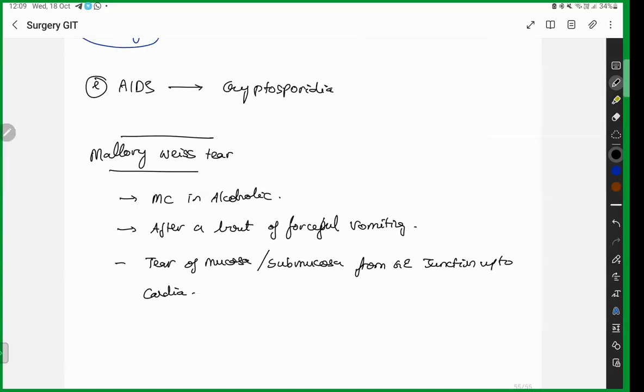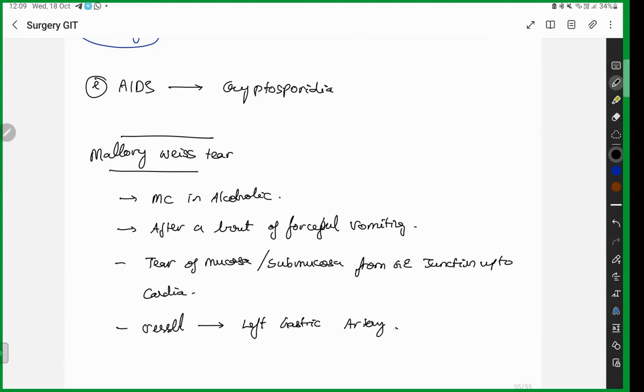Again, repeat along with me, guys. Number one, it is very common in the alcoholic patient after a bout of forceful vomiting. The tear is going to occur in the mucosa, submucosa of your gastroesophageal junction up to your cardia, and the vessel that is going to be involved here is your left gastric artery.